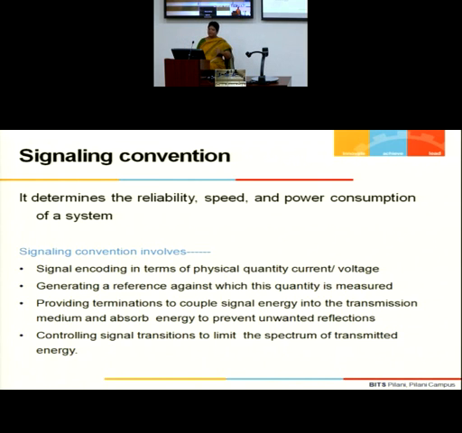As I said, there are many parts to signaling. First is signal encoding in terms of physical quantities like current and voltage. Then when I am sending a signal, whether it is low or high, it has to be measured against a reference. How would the receiver know whether a low level signal was transmitted? So we need to generate references against which the physical quantity is measured, and accordingly we say data 0 or data 1 is transmitted.